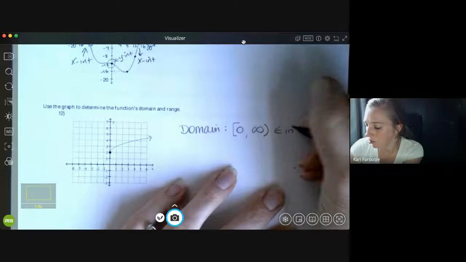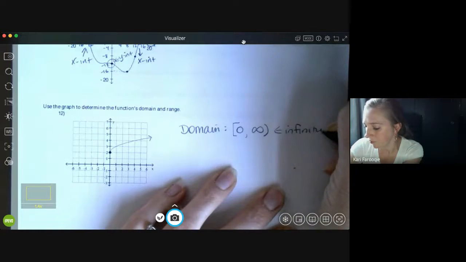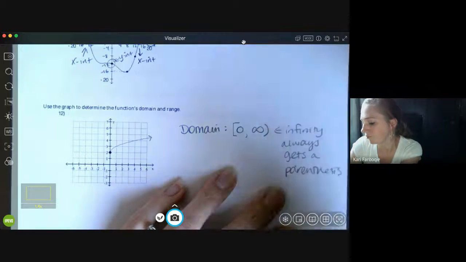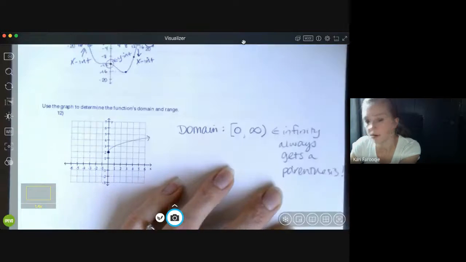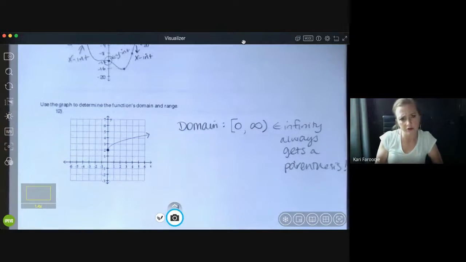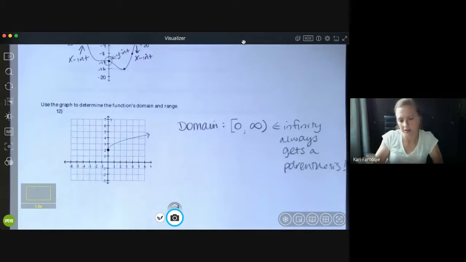I'm going to even note that. Infinity always gets a parenthesis. Never, never, never a squared bracket. Because you can never equal infinity. It's only a place that you can try to attain and you'll never get there.